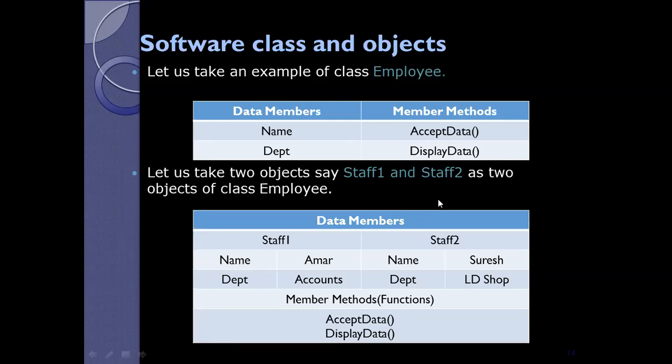As you can see in the table, staff 1 and staff 2 both have different characteristics or data members. Name: staff 1 name Amar, staff 1 department accounts, staff 2 name Suresh, and staff 2 department LD shop. That means data members are different for both the objects staff 1 and staff 2, but the member methods or functions remain the same, that is accept data and display data.